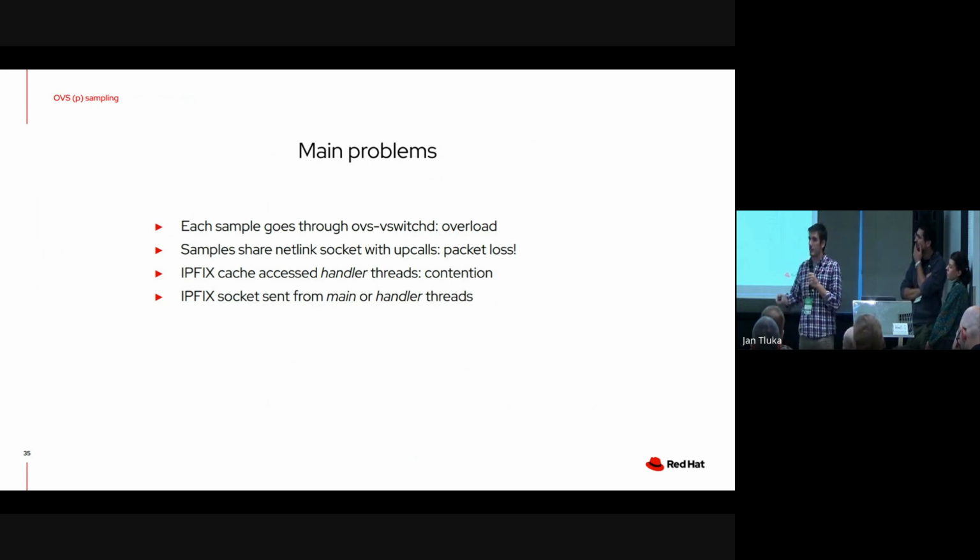So of course, the main problems are the upcall. Each packet that gets sampled will be upcalled. It's sent to ovs-vswitchd, which is overloaded. But more importantly, it shares the same netlink socket as actual upcalls, like flow misses, which means that we could very easily get packet drops. And there are additional problems like thread contention, and so on.